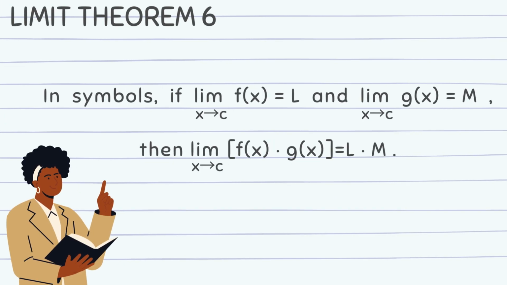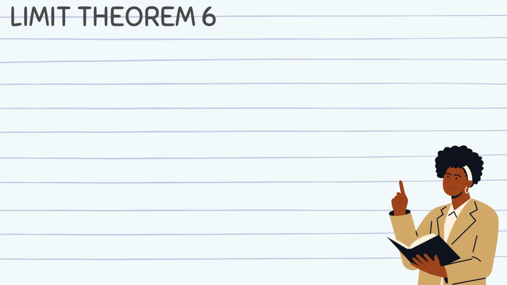In symbols, if the limit of f of x as x approaches c equals L and the limit of g of x as x approaches c equals m, then the limit of f of x multiplied by g of x as x approaches c is equal to the product of their limits, which are L and m, so L multiplied by m. To understand this theorem better, let us have examples.